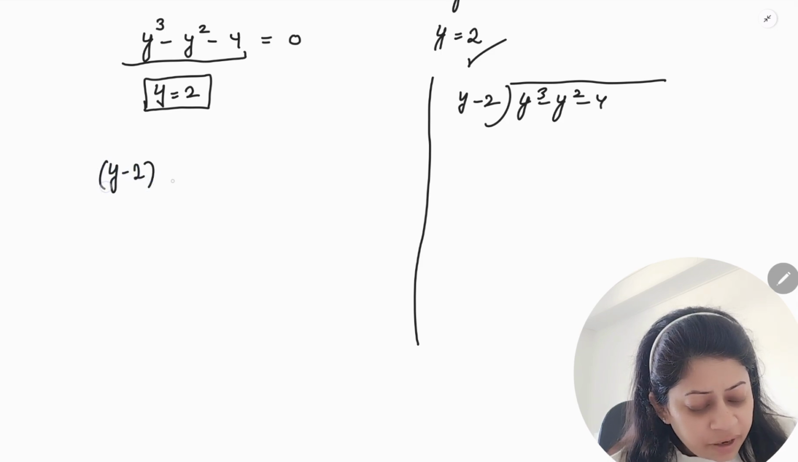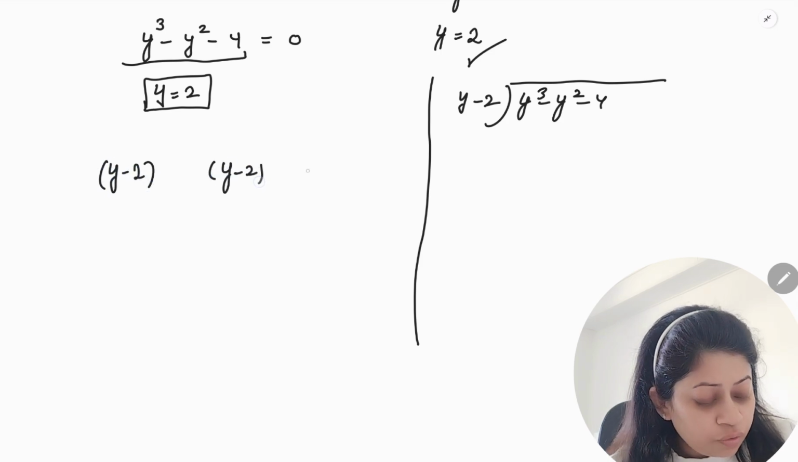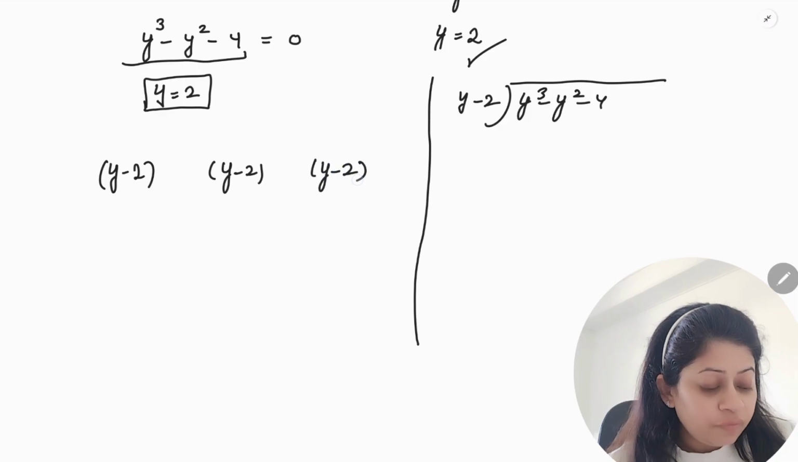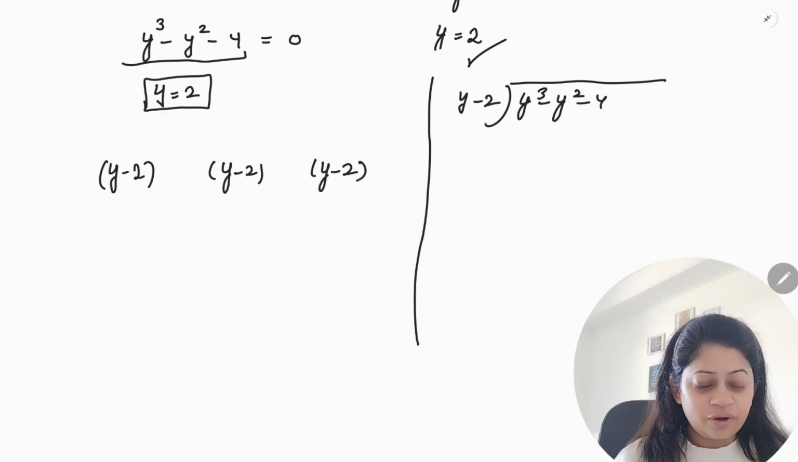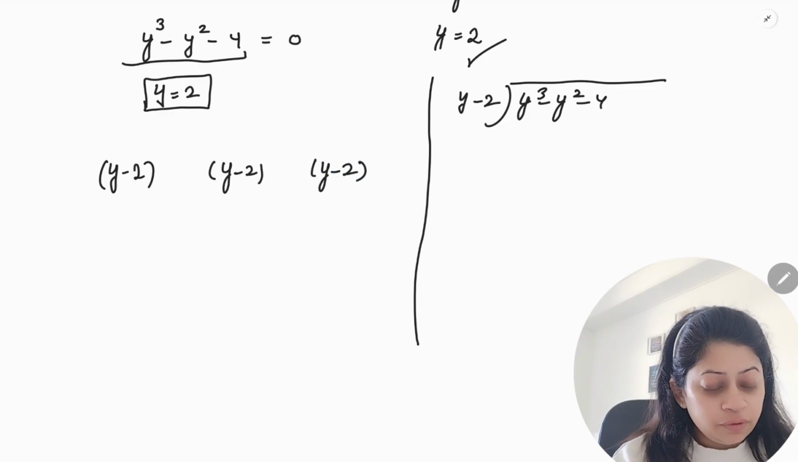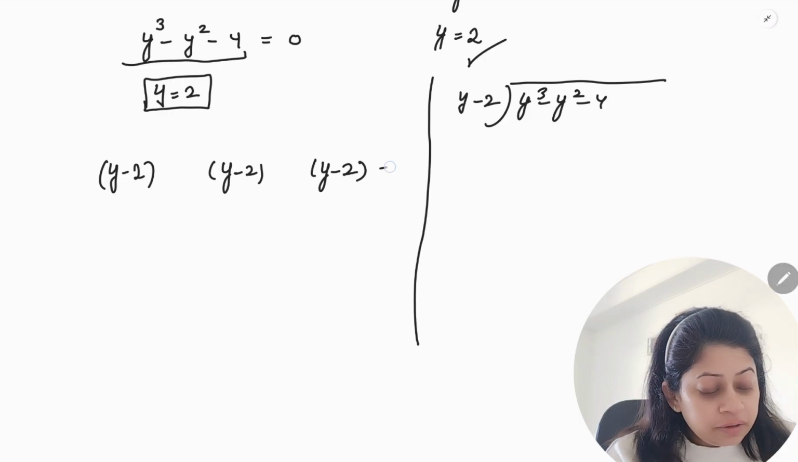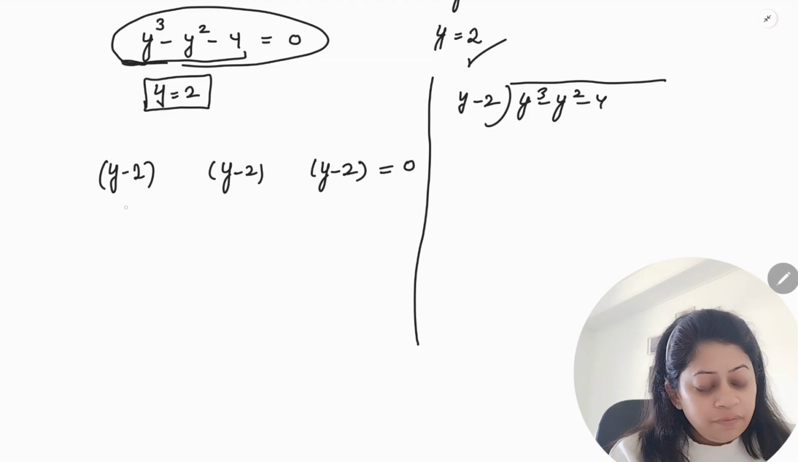I will write (y - 2), (y - 2) and (y - 2). Since it is a cubic equation, I will write it 3 times. Okay. Then what will I do? I will try to make it equal to 0. I will write and I will try to make this equation by this.